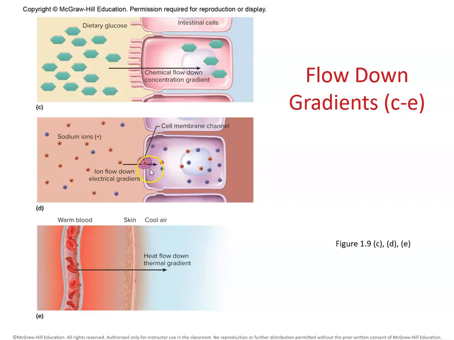Sometimes we'll have a cell membrane channel that works as kind of an open gate where ions can flow through from an area of high concentration to an area of low concentration. We also see a heat gradient from our veins and arteries that are deep inside of our tissues with a lower temperature on our skin surface.